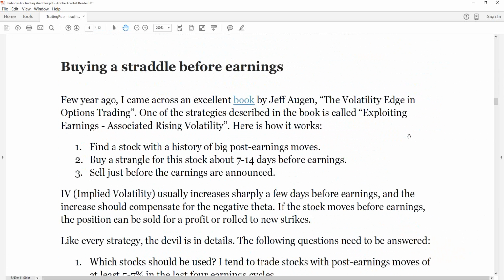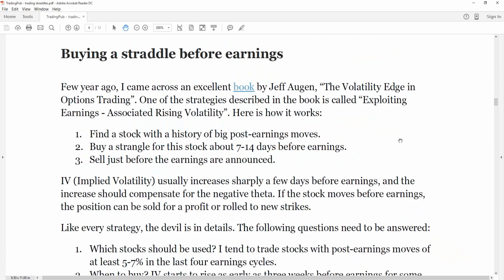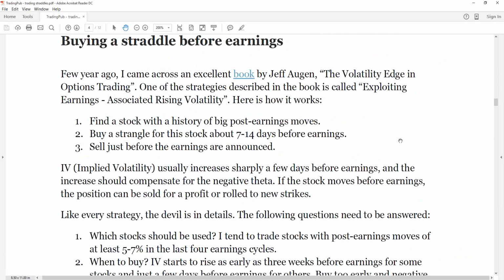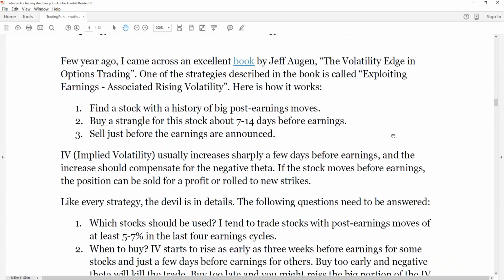So how does it work? Buying a straddle before earnings. Basically, it all started when I came across an excellent book by Jeff Hogan, The Volatility Edge in Options Trading. And one of the strategies described in the book is called exploiting earnings-associated rising volatility. Here is how it works.